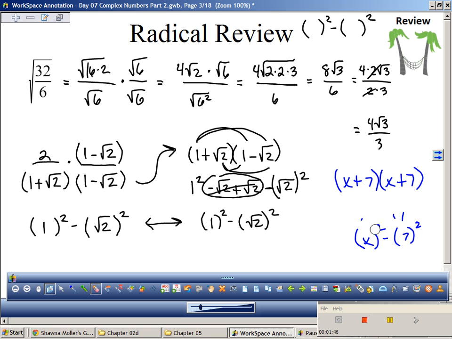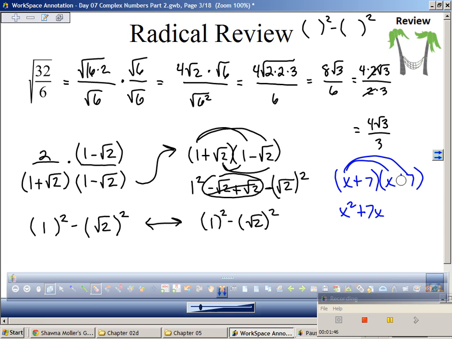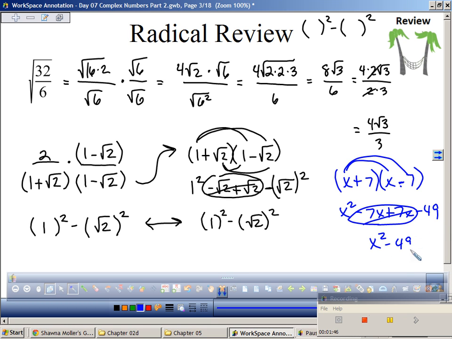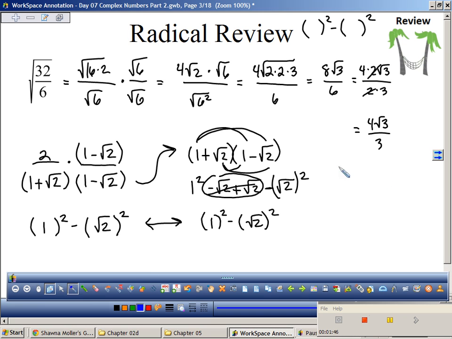Yes. I'm going to do it till it clicks. Watch. X squared plus 7x. Oops. So it's the difference of two squares. Minus 7x plus 7x minus 49. These cancel out, right? Another one? Let's make it more complicated. What about this one?